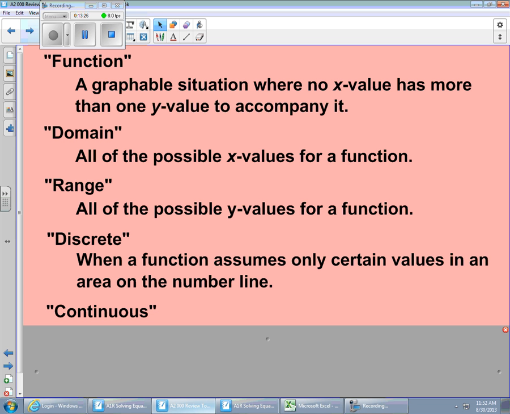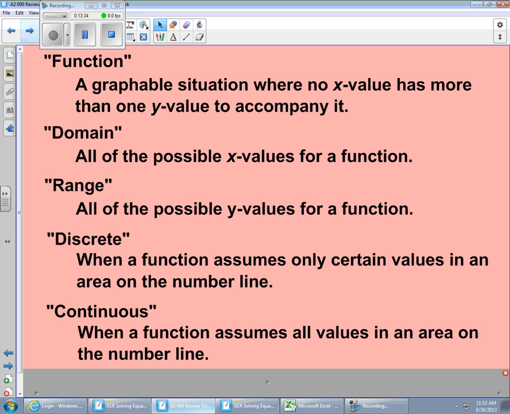On the flip side of that, we have continuous functions. Continuous functions will not skip over values in an area. A function is continuous when it assumes all values in an area on the number line. Time is an example. I could say, hey, I've got a graph here that represents the time elapsed between 2 o'clock and 3 o'clock. Well, 2 and 3 are definitely part of the graph, but did time exist all the way between 2 o'clock and 3 o'clock? Yes, it did. That is a continuous function because all of the fractions and decimal points between 2 and 3 would be represented in some fashion based upon that graph.